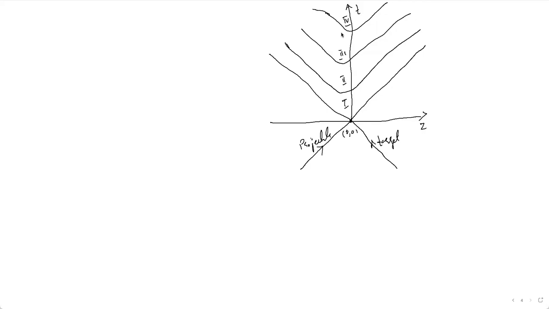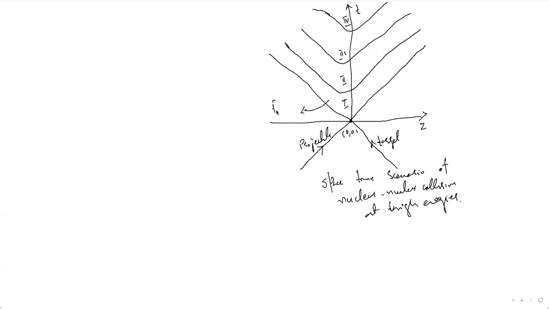So this is what we call the space-time scenario of nucleus collisions at high energies. So see what is actually happening in this particular region when the two nuclei collide: the formation takes place. That means the plasma formation takes place.